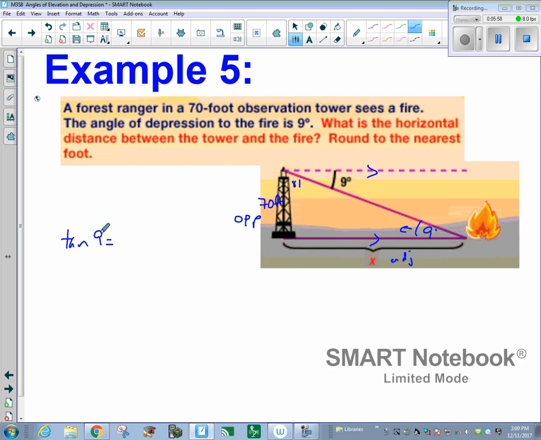So if I have tangent of 9 degrees, that is my opposite of 70 divided by x over my adjacent. Again, just like the previous problem, we're going to flip-flop these places. 70 divided by the tangent of 9 will kick out the horizontal distance. And when I calculate that, my horizontal distance to the nearest whole foot is 442 feet. All right, so thank you.